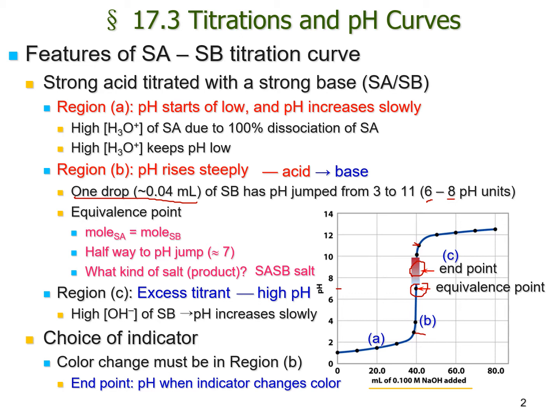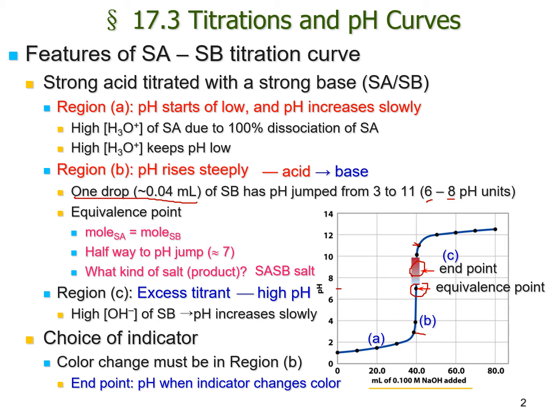Well, a good design would be the endpoint and the equivalence point are the very same, but in practice, it's not always the case. But one thing for sure, both points here, equivalence point and endpoint, must be in the region B, because one tiny drop of this titrant can change the pH dramatically, and also covers a range for the indicator to change color.